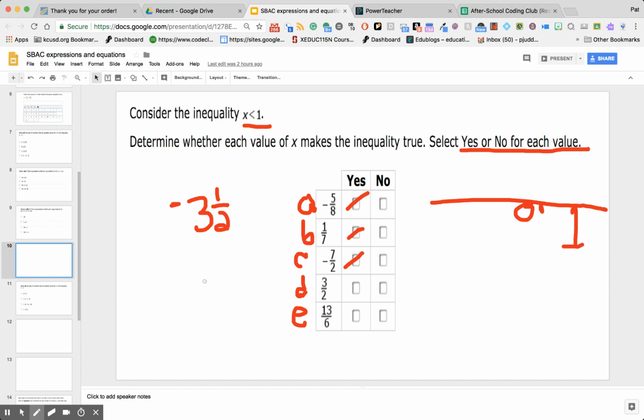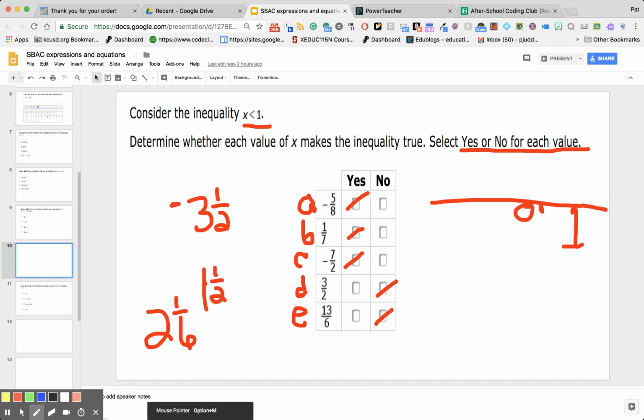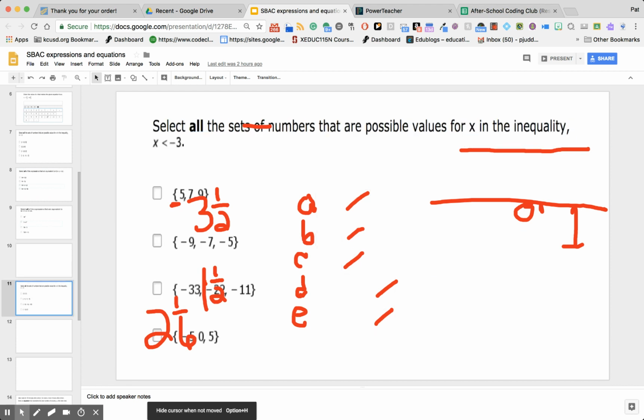3/2. Well, 2 goes into 3 1 time and 1 left over. 1 1/2. 1 1/2 is less than 1. Well, 1 1/2 is to the right, so that is not a true statement. 13/6. Well, 6 goes into 13 2 times and 1 left over. 2 1/6. This is not a negative value. 2 1/6 is going to be to the right of 1. So that is not a true statement. Good.